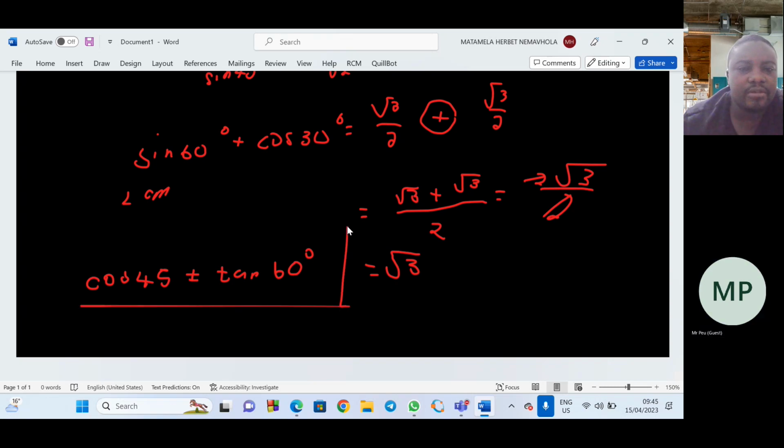Then you will have to find the value of, you have to simplify. So just wait for me. Then I'm going to give you, then when you are done, you must take a picture and send it to me. Then I'm going to mark them. So for today, we're going to end here.